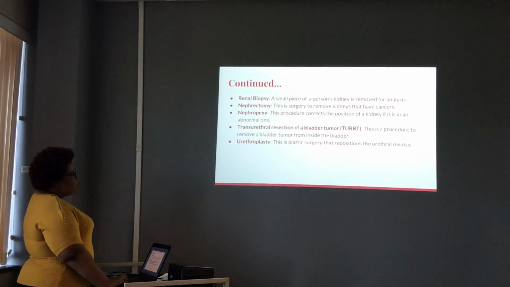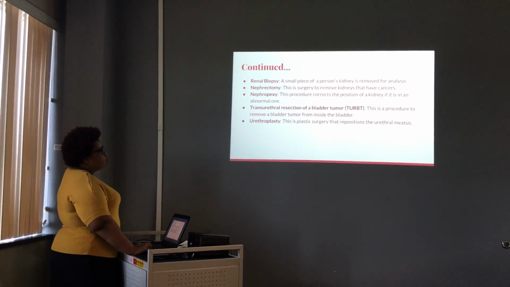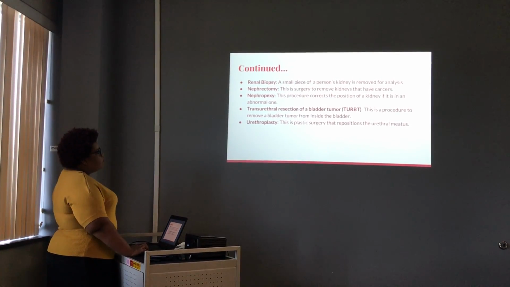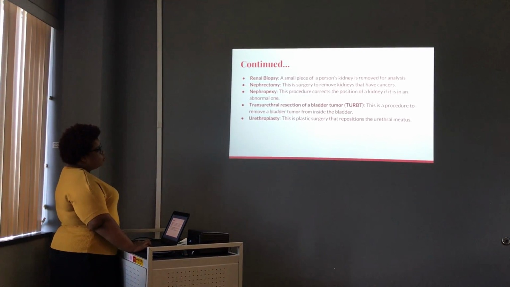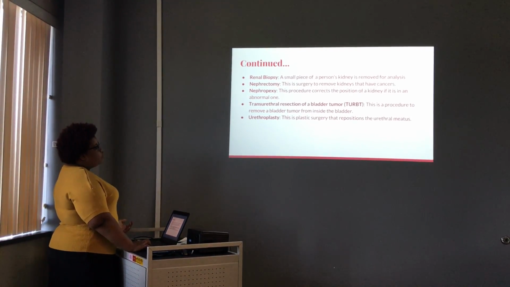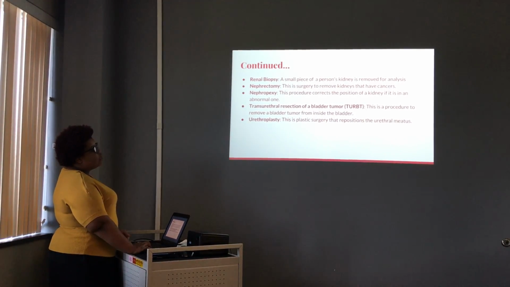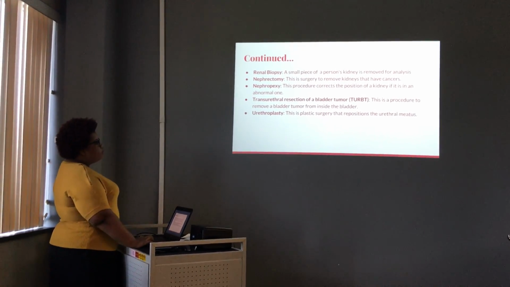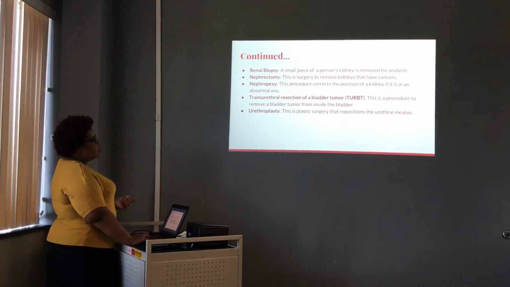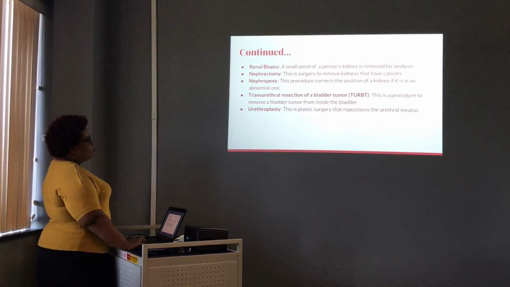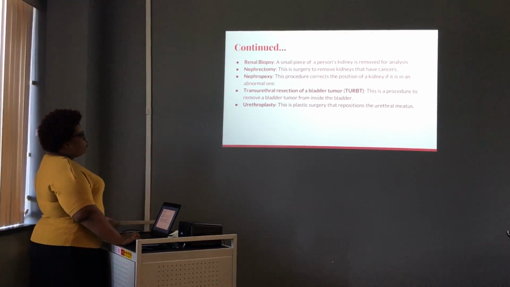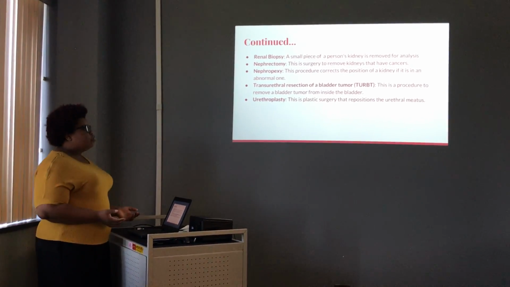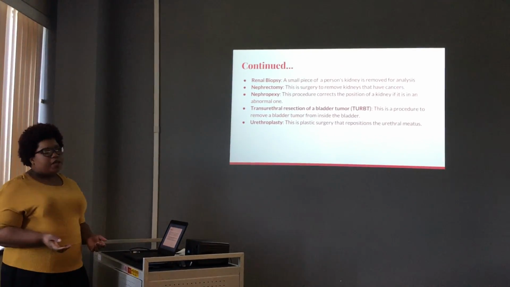We have renal biopsy, which is a small piece of a person's kidney removed for analysis. A nephrectomy, this surgery is to remove kidneys that have cancer. A nephropexy is a procedure that corrects the position of the kidney if it's in an abnormal position. A transurethral resection of the bladder tumor, also known as TURBT, is a procedure to remove a bladder tumor from inside the bladder. Urethroplasty, this is plastic surgery that repositions the urethral meatus.